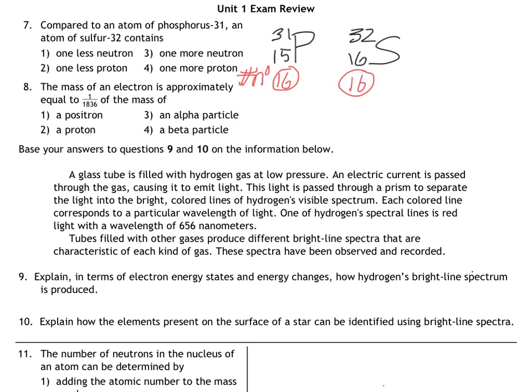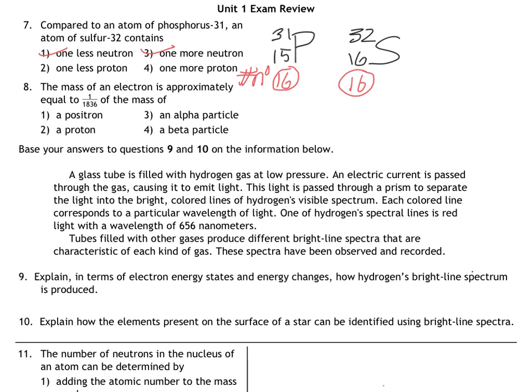Okay, so I went ahead and did it. 31 minus 15 is 16, so that's how many neutrons it has. 32 minus 16 is also 16. So that's how many neutrons sulfur 32 has. What that means to me essentially is that any answer choice saying that they have different numbers of neutrons in any way is going to be wrong.